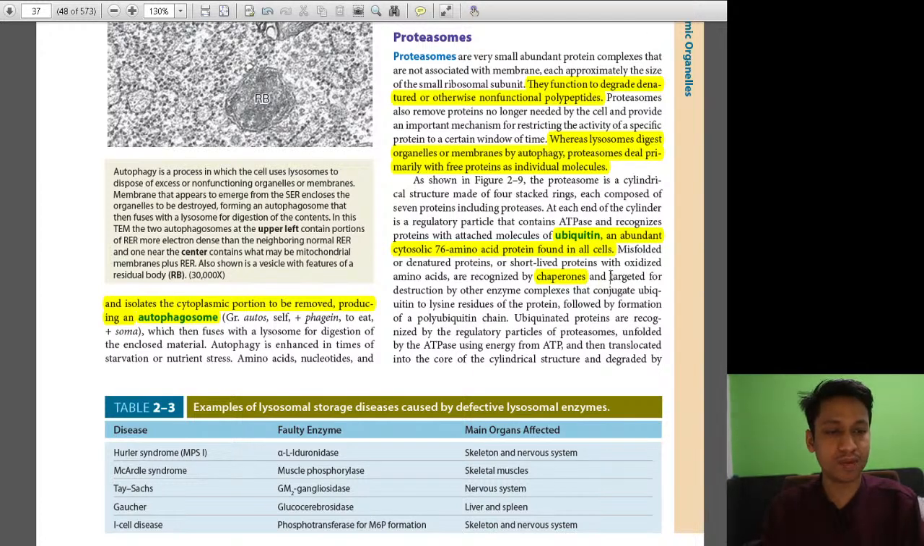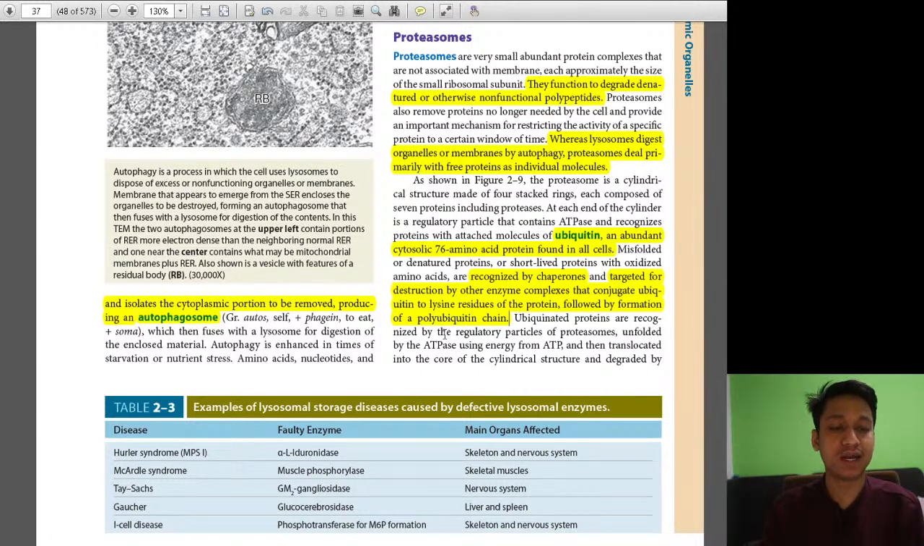So after the recognition, let's also highlight this. So we have recognition by chaperones, and then these polypeptides are targeted for destruction by other enzyme complexes. What are these enzyme complexes? They conjugate ubiquitin to lysine, eventually forming a polyubiquitin chain.